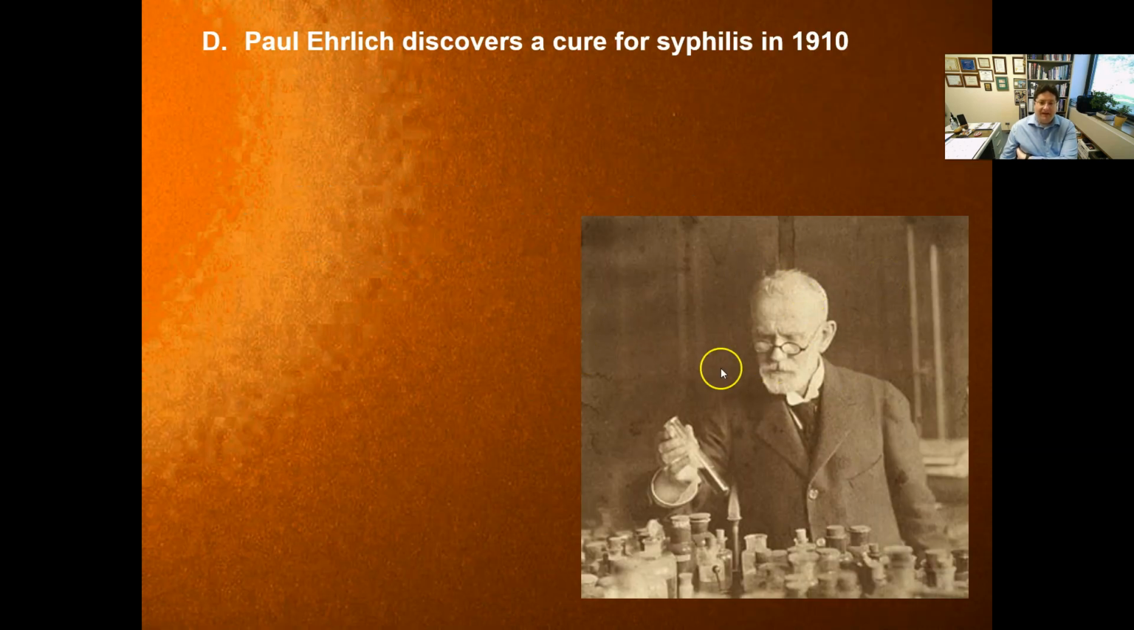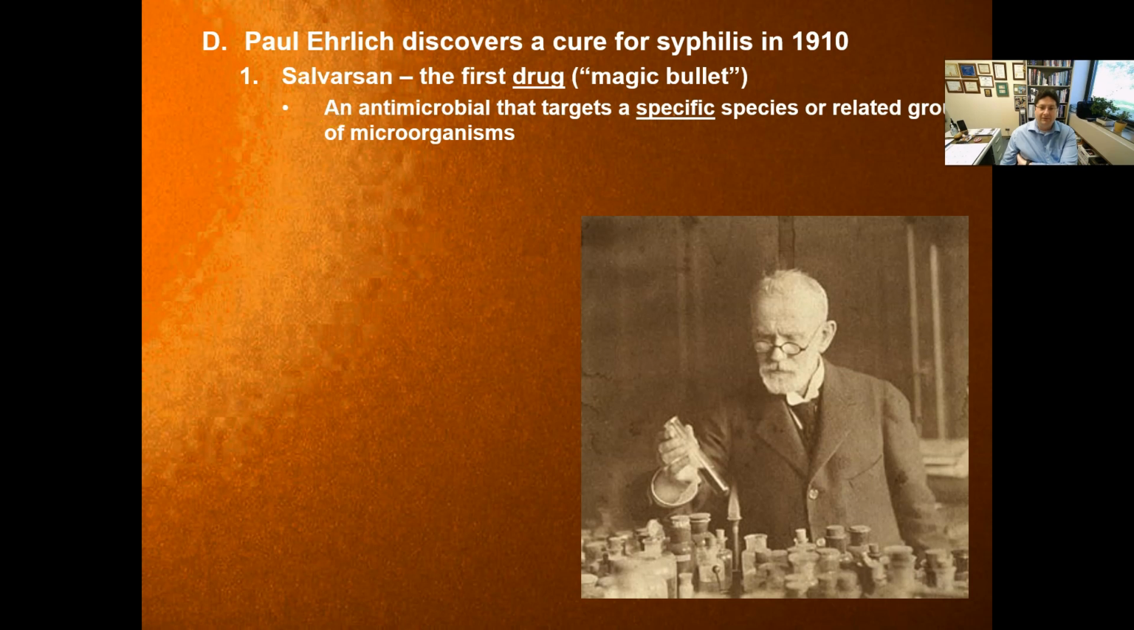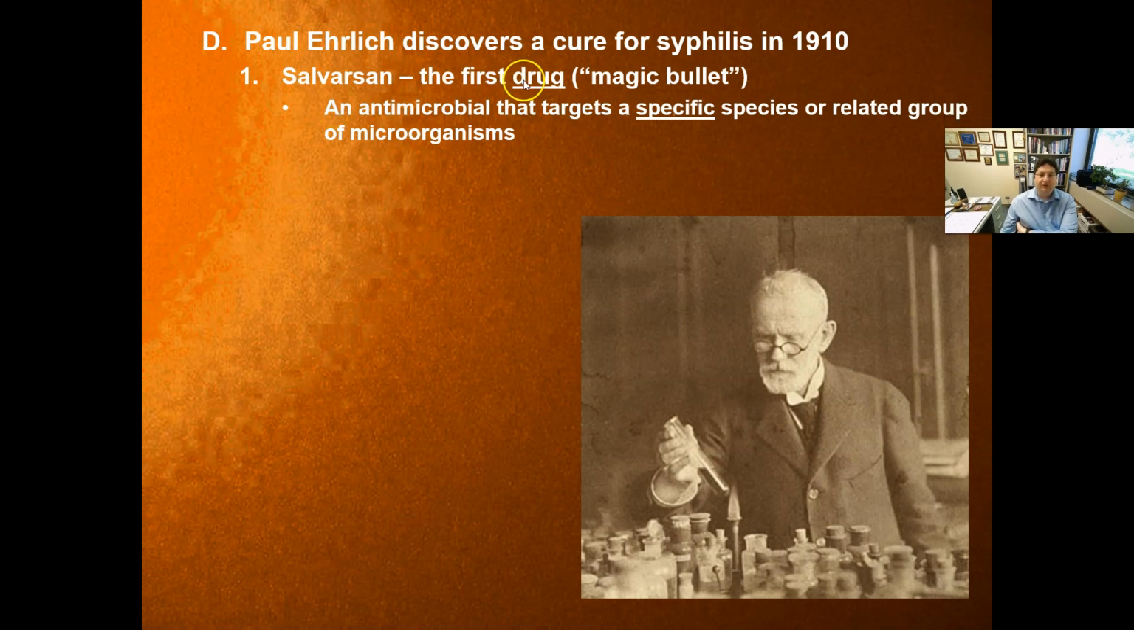Now, this man, a German scientist named Paul Ehrlich, discovers a cure for syphilis in 1910. This drug he names Salvarsan. It's the first drug, not an antibiotic, but the first drug. He referred to it as a magic bullet. Now, what he meant by that was an antimicrobial compound that can target a specific species or related group of microorganisms while not hurting the host.